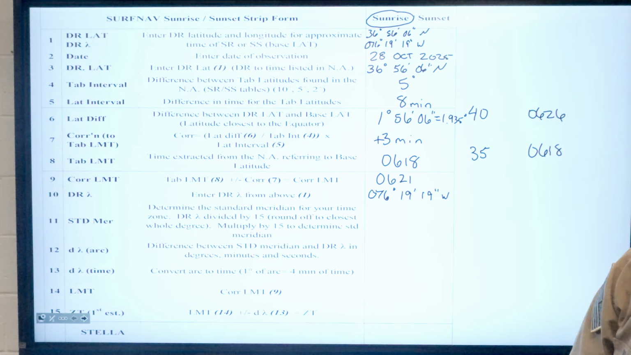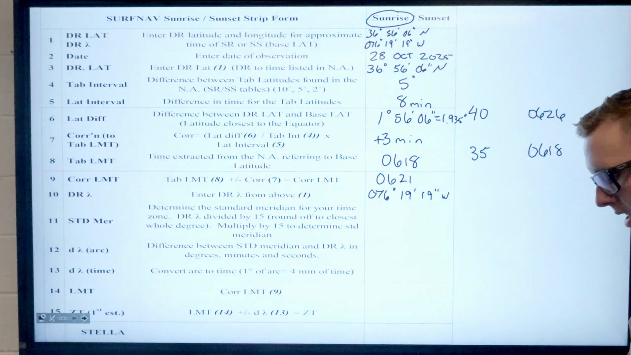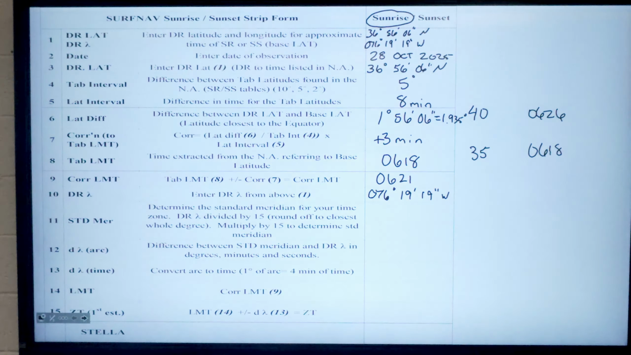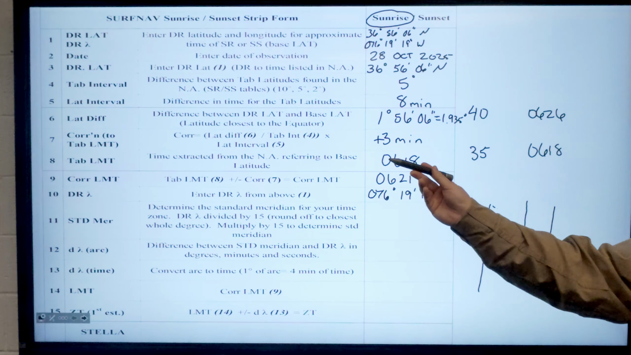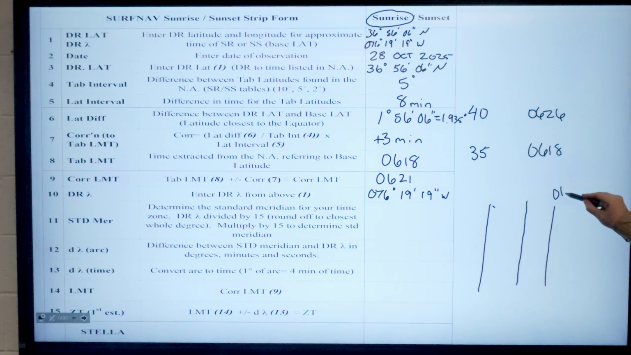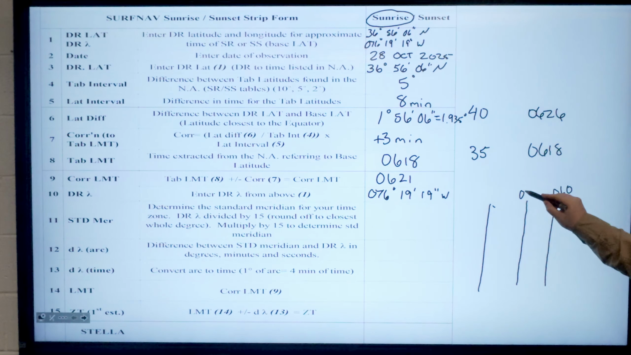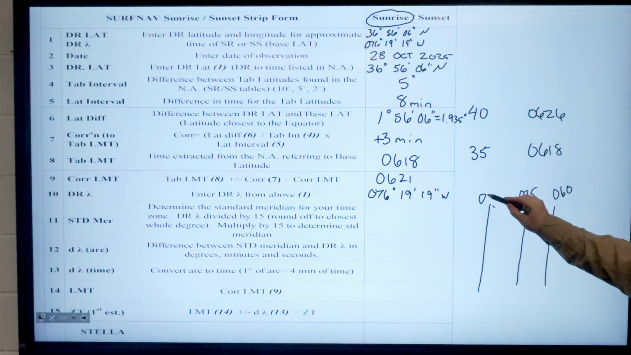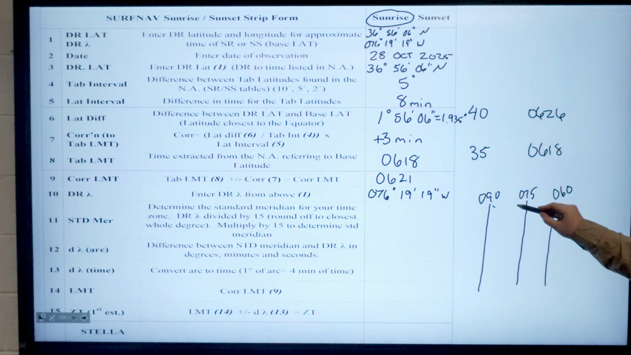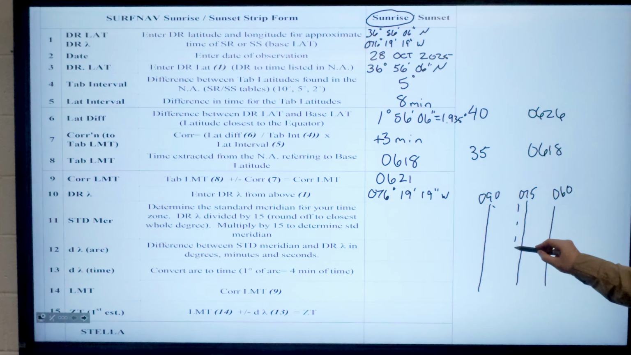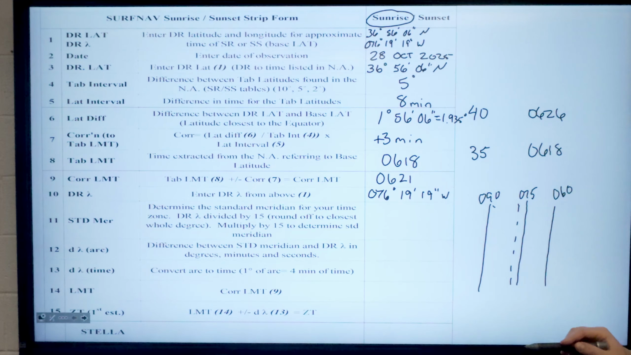Now we have to determine our standard meridian. For this, I kind of like to draw a miniature time chart or world chart. Just make little lines. I always do like 3 of them. And we increase this way going west. Everything's by 15s. So this standard time zone, plus 15, 075, plus 15, 090. Looking at our longitude, we lie somewhere right here, making our standard meridian 075.